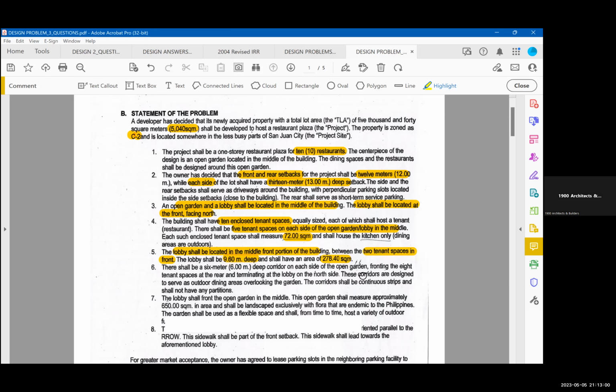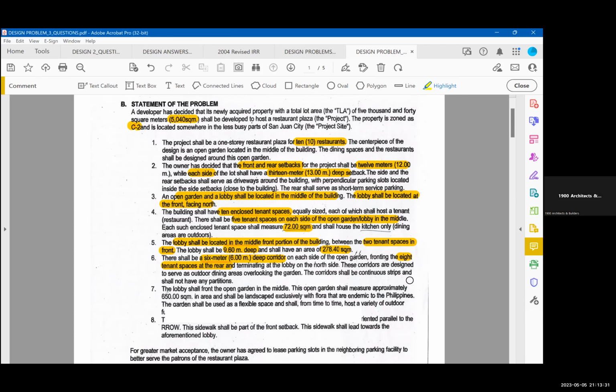278.4 square meters. There shall be a 6-meter deep corridor on each side of the open garden, fronting the 8 tenant spaces at the rear, and terminating at the lobby on the north side. These corridors are designed to serve as outer dining areas overlooking the garden. The corridors shall be continuous strips and shall not have any partitions.